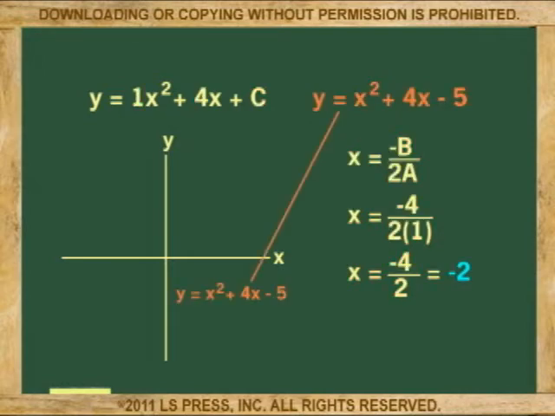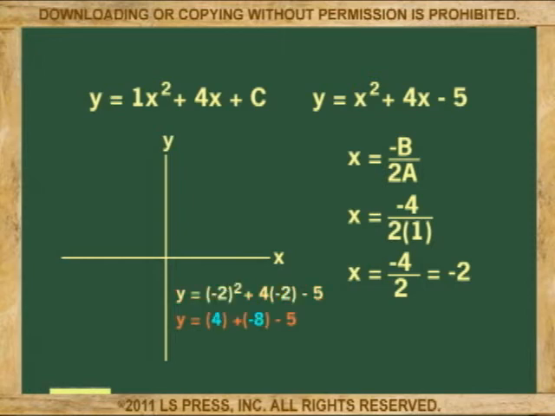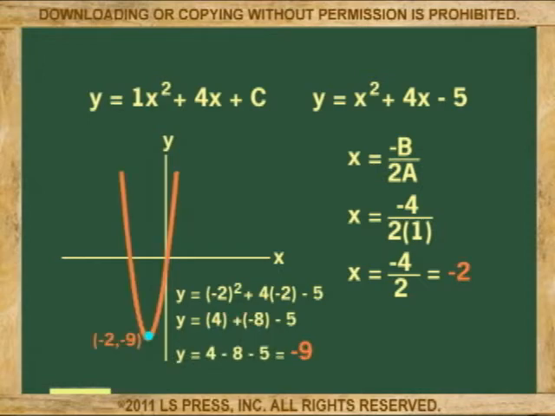Going back now to the original equation, we find the value of y because we now know x. When x is negative 2, y equals negative 2 squared plus 4 times negative 2 minus 5. Negative 2 squared is 4, and 4 times negative 2 is negative 8. So 4 minus 8 minus 5 equals negative 9. The vertex is at negative 2, negative 9.